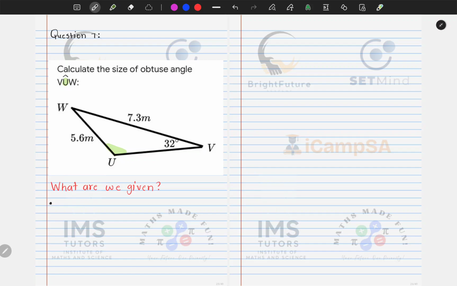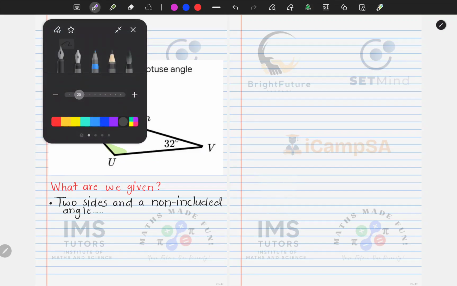So if you observe carefully, you have a side and an angle. And this angle is not included, meaning it's not between the two given sides. So we can go ahead and state that what we have is 2 sides and a non-included angle. So that is very important. And once we have 2 sides and a non-included angle, we are allowed to use the sine rule. So let's go ahead and put these in proportion.